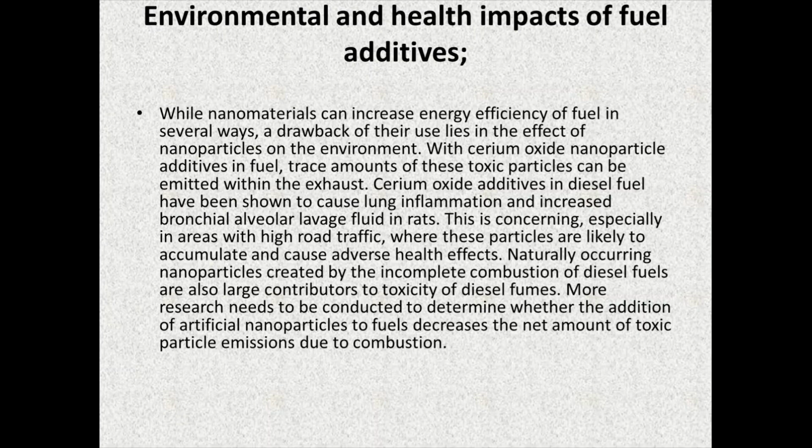Cerium oxide additives in diesel fuel have been shown to cause lung inflammation and increase the bronchial alveolar lavage fluid in rats. This is concerning, especially in areas with high road traffic, where these particles are likely to accumulate and cause adverse health effects. Naturally occurring nanoparticles created by the incomplete combustion of diesel fuels are also large contributors to toxicity of diesel fumes. More research needs to be conducted to determine whether the addition of artificial nanoparticles to fuels decreases the net amount of toxic particle emissions due to combustion.